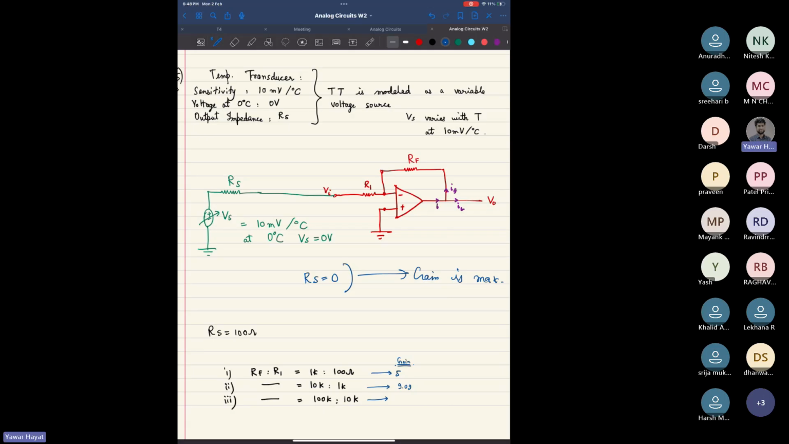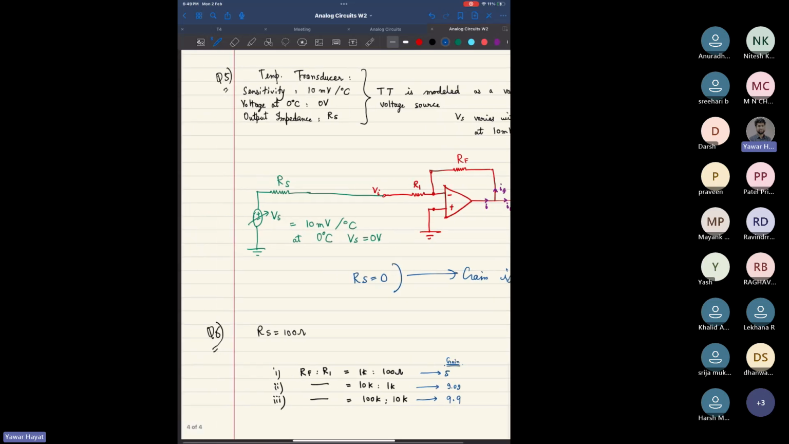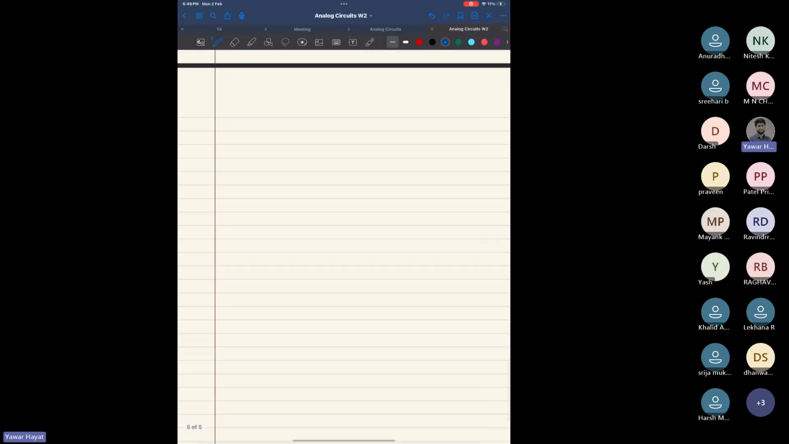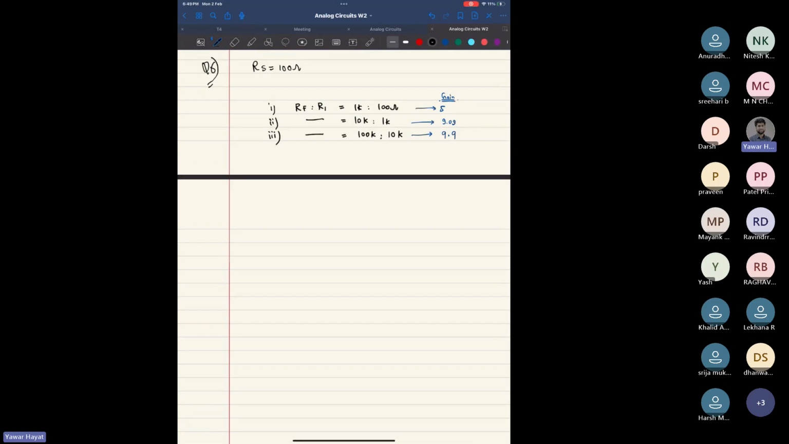Right, for the second one, where your RF to R1 is 10 to 1, and your RS is 100 ohm, it turns out the gain would be 9.09. Likewise, for the last case, the gain would be 9.9. Okay, this finishes your question 6. Now, what about seventh? Yeah, 9.09. Likewise, for the last one, it would be 9.9 as I wrote.